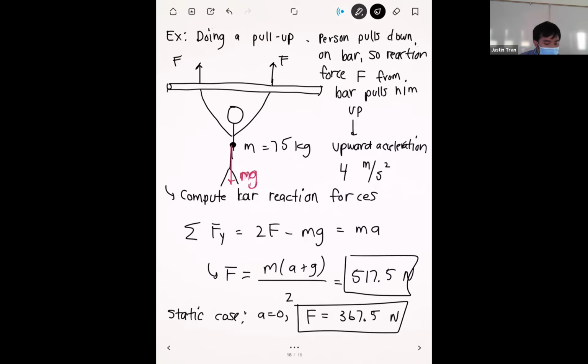Now let's actually take this and see how we can apply biomechanics to this. These two forces here, the 517 and the 367, represent external forces that are being placed on the body. Basically this person's weight has to be supported. Depending on if the weight is accelerating upwards or staying still, some external forces have to be applied on the body to raise this up. What we can do from here is take these forces and apply them onto each individual arm to see how much muscle force is being exerted by, in this case, the back muscles.